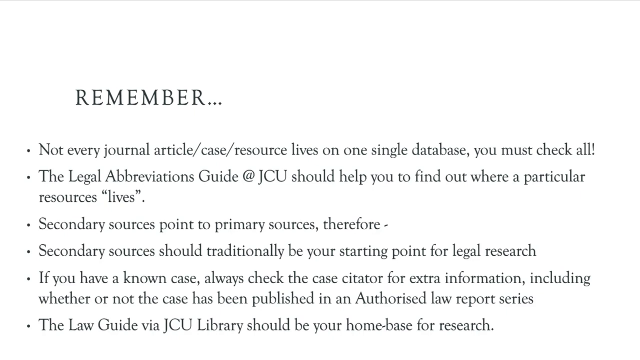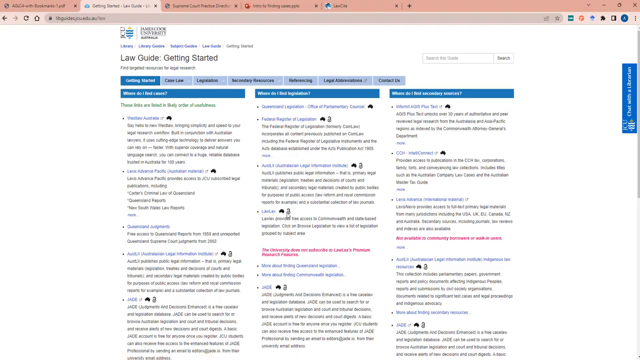Always remember your legal research principles. So, secondary sources point to primary sources. Therefore, you should start with secondary sources for your legal research. If you have a known case, always check the case citator for extra information, and that is including whether or not a case has been published in an authorised law report series. Lastly, the law guide via JCU Library should be your home base for research, so always check there for extra tips and information.